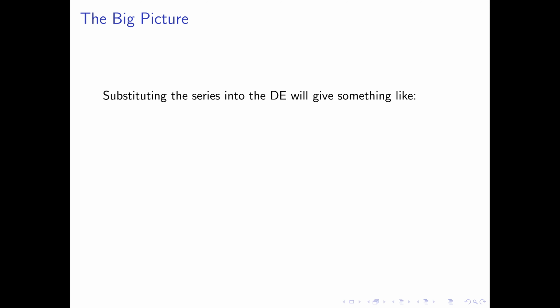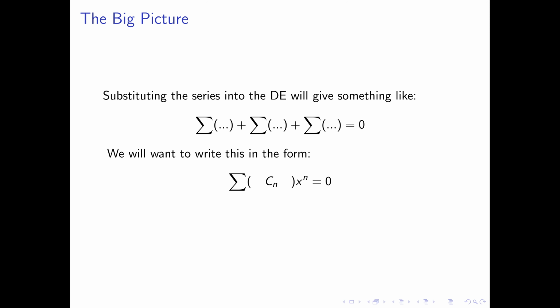Substituting the series into the differential equation will give us something like 3 series equals 0. We're going to write that in a new form. And so this is the idea behind this polynomial. This polynomial is equal to 0 for all x. Let me say that again. This polynomial is equal to 0 for all x.